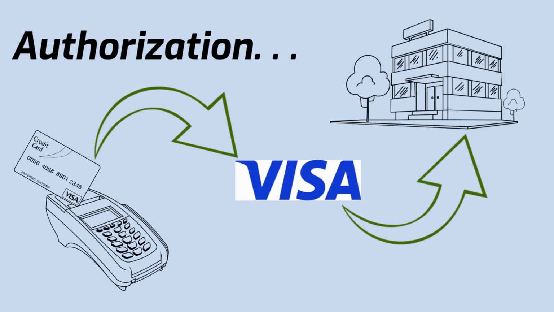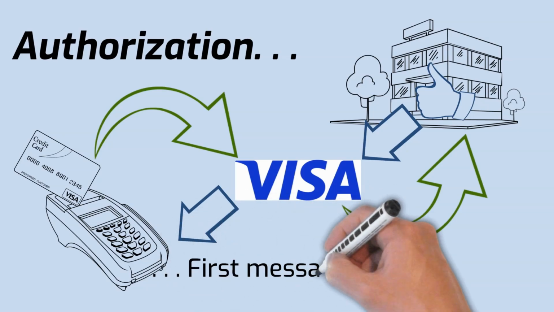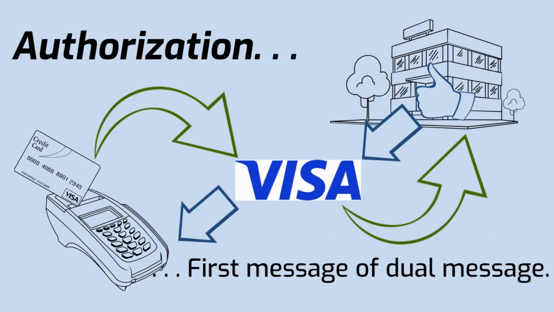Number 2, if the issuer returns an approval to the authorization request, the merchant now has a guarantee of payment for the transaction. The approved authorization message is the first message in a dual message transaction. However, like a check, an approved authorization is not a payment. When the customer walks out of the store, the merchant has not yet completed the transaction.